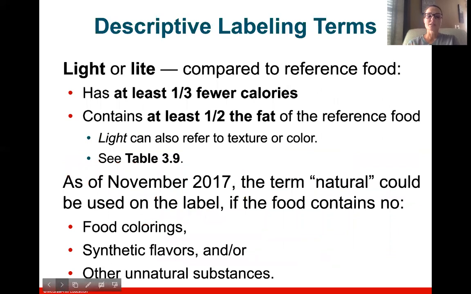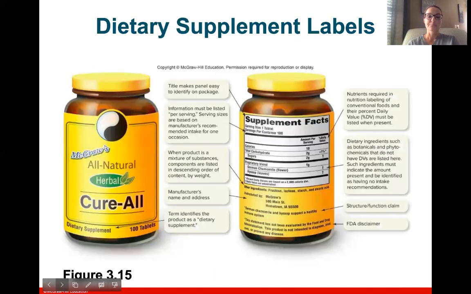Other labeling things, sometimes you'll see light. What this means is that it has at least either a third fewer calories or contains at least half the fat of the original food. So if there's a regular version and a light version, it will have to meet one of those two criteria. And then as of November 2017, the term natural could be used on the label if they don't contain any type of synthetic flavors, food colorings, or any other unnatural substances.